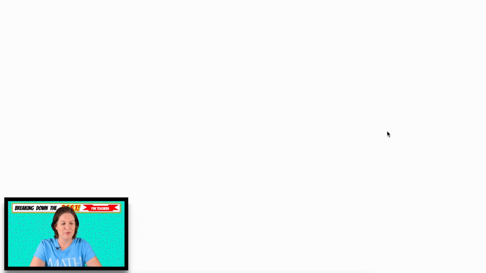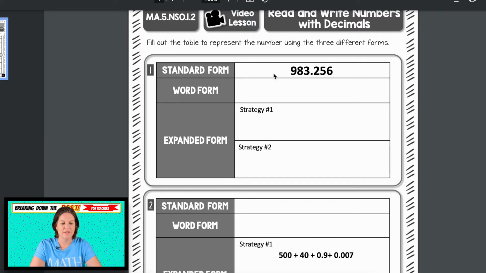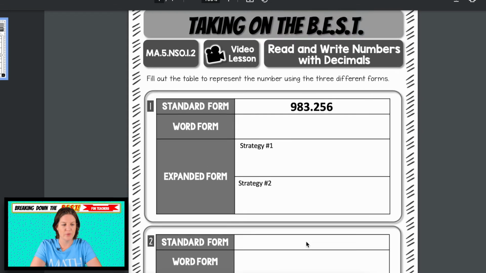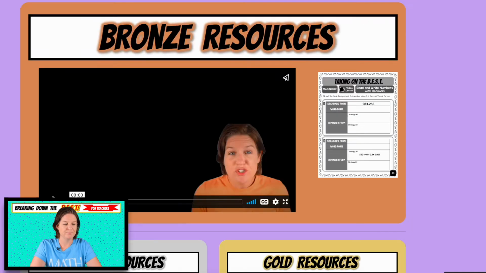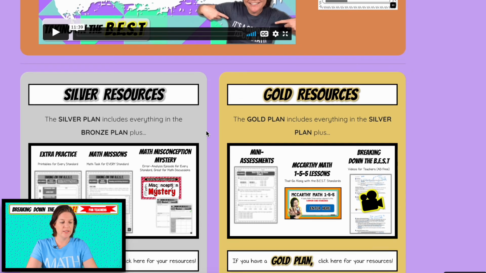And then there's a printable guide right here: reading and writing numbers with decimals. And you can see here with expanded form, we'll do this form that looks like this, the strategy number 1, and then the other one with the digit times whatever place it's in. So super awesome. This 11-minute video goes through all 3 forms of those numbers that you need.